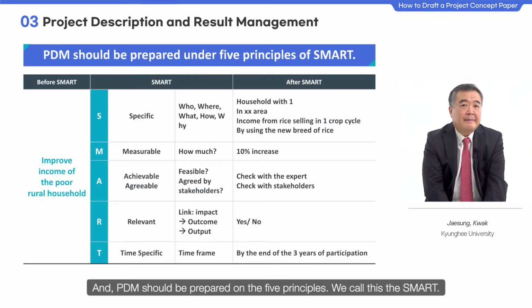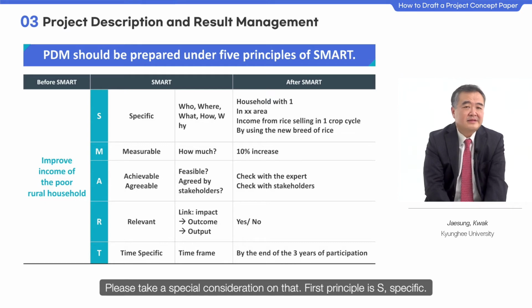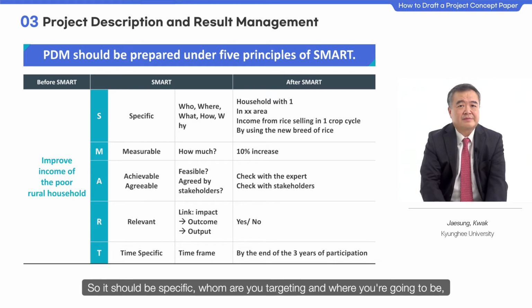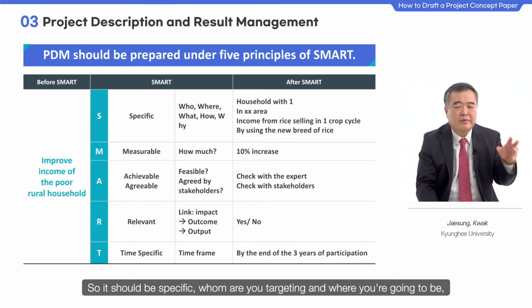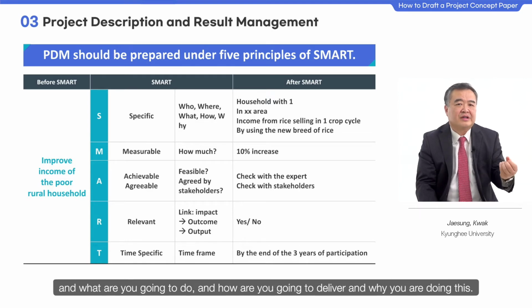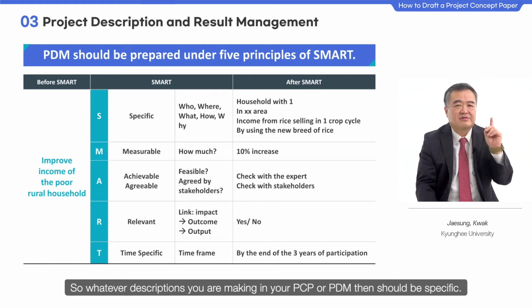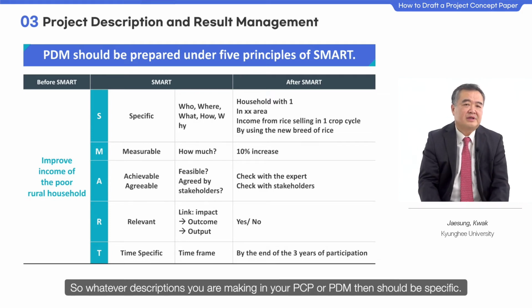And PDM should be prepared on the 5 principles. We call this SMART. Please take special consideration of that. The first principle is S, specific. It should be specific. Whom are you targeting, where you're going to be, what are you going to do, how are you going to deliver, and why you are doing this. Whatever descriptions you make in your PCP or PDM, it should be specific.